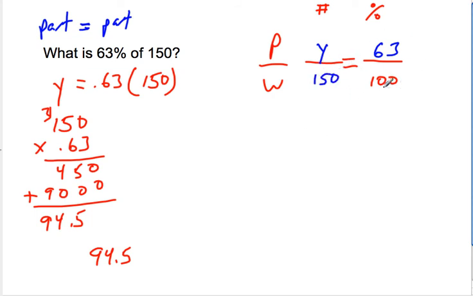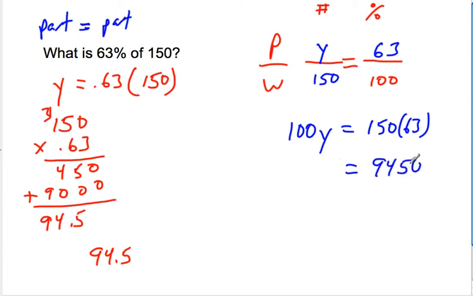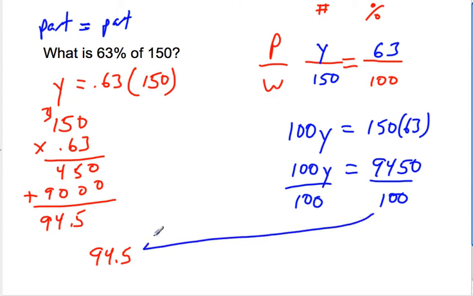I don't see anything reducing here, so we're just going to go with 100y equals 150 times 63. This 150 times 63 over here is going to end up the same as this, except without the 2 decimal places, so it's going to be that. But once we divide it by 100, we end up with that same answer, 94.5.